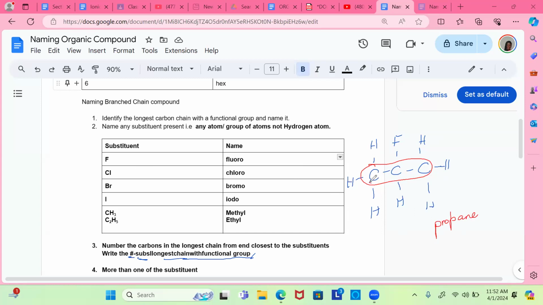So I look at this carbon here, only hydrogen. I look at the second carbon, I am seeing an F. So this is called a substituent. Clear? I look at the third carbon and I'm only seeing H's. So to name this compound, I need to name my substituent. My substituent is an F. So what's the name of that? It's fluoro.